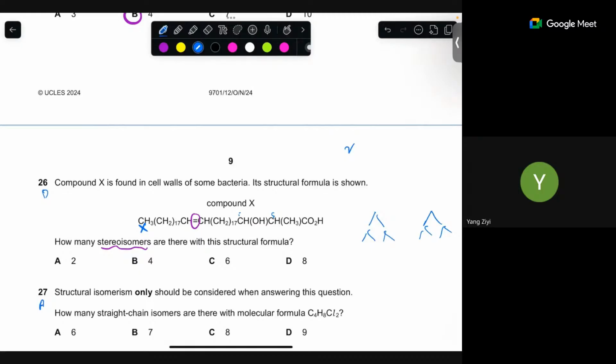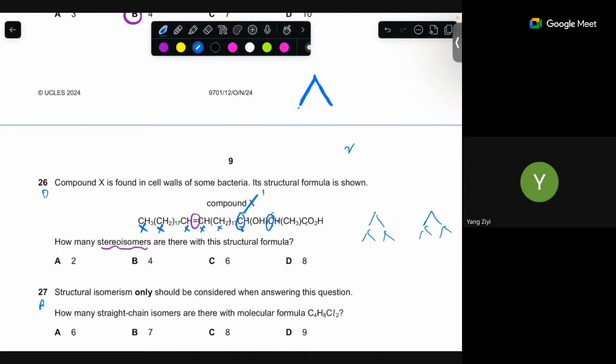No chiral center here, no chiral center here, none. But here, you can see hydrogen OH, there is a chiral center here. And then here there is CH, there is going to be a chiral center here. There are two chiral centers here. If you focus on this one, it has a chiral center. It means it can form two optical isomers for this carbon.